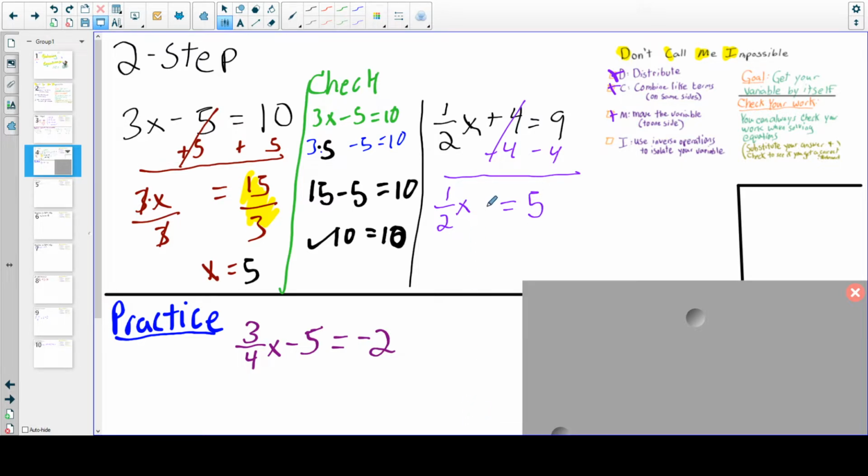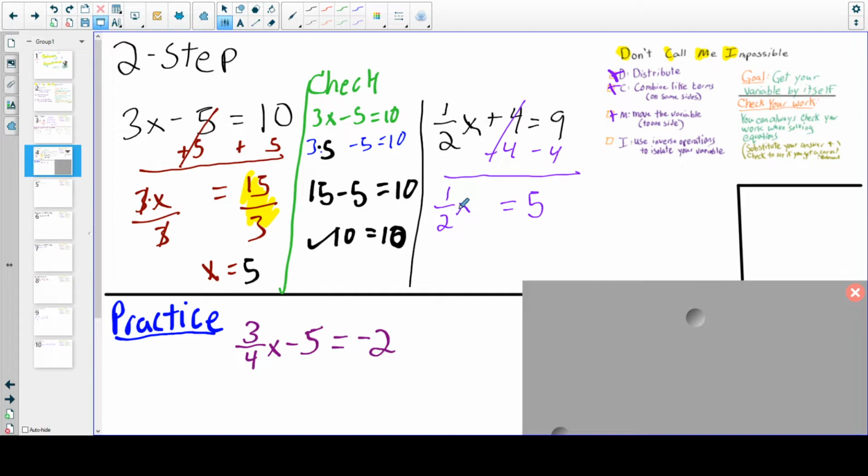Now, a lot of you might get stuck here and say, I don't know what to do next. Well, let's go back to this example. I had 3 times x equals 15. You were saying to yourself, okay, the opposite of multiplying by 3 is divide by 3. And that's how we got our answer.